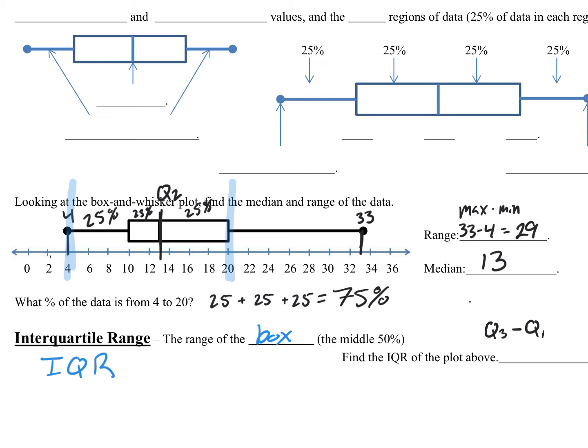So in our plot over here, our Q3 is at 20 and our Q1 is at 10. So we'll label those Q1 and Q3. So we can say our IQR is 20 minus 10, or 10. So our IQR here is 10.